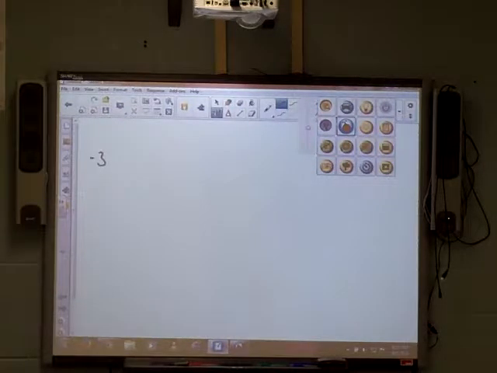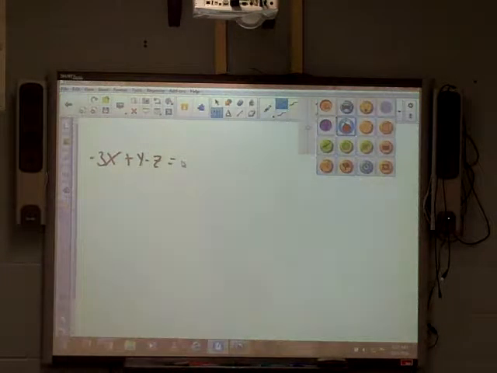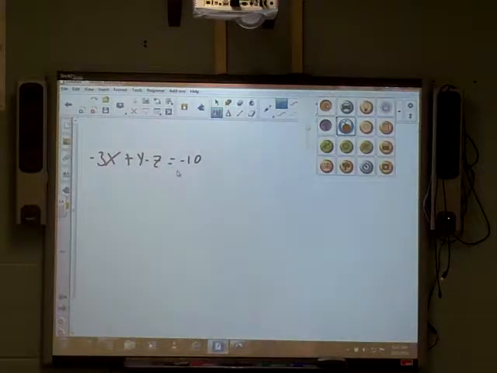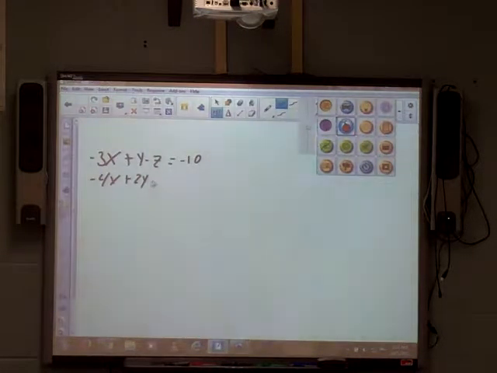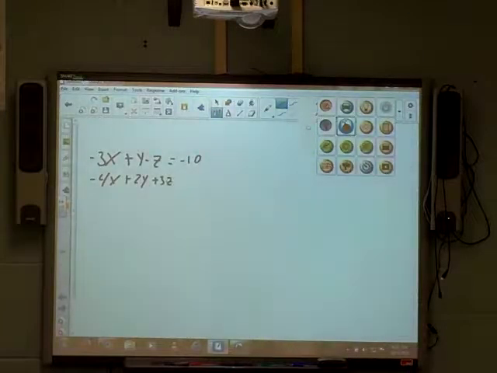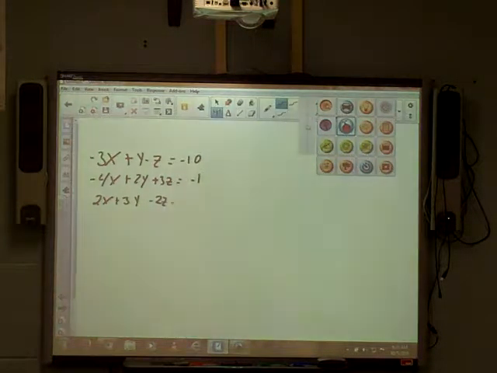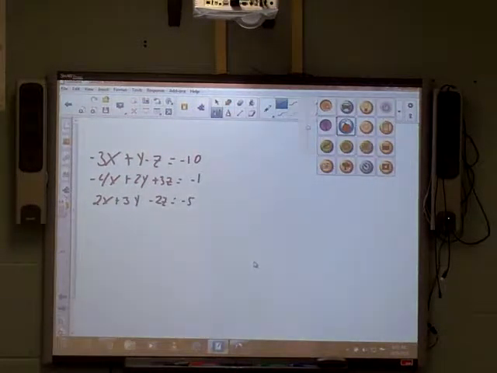Alright, this one says -3x plus y minus z equals -10. Then we've got -4x plus 2y plus 3z equals -1. And my last one is 2x plus 3y minus 2z equals -5. Alright, I want you to try that one. Give yourself a chance to try it on the calculator before you just give up. You can still do it in A and B, you just have to type new numbers in.